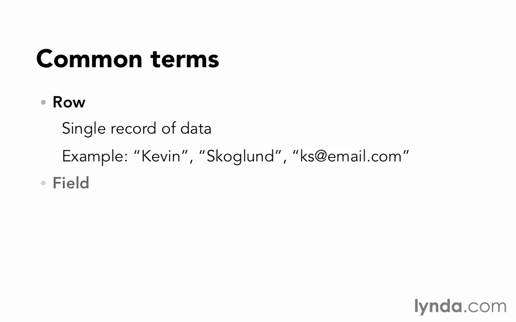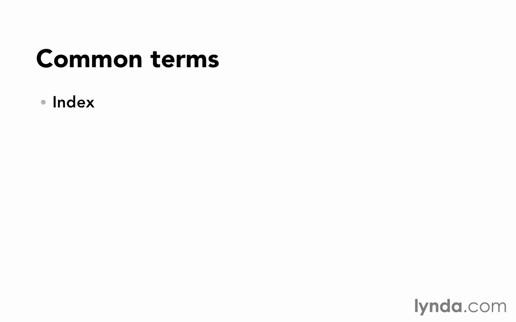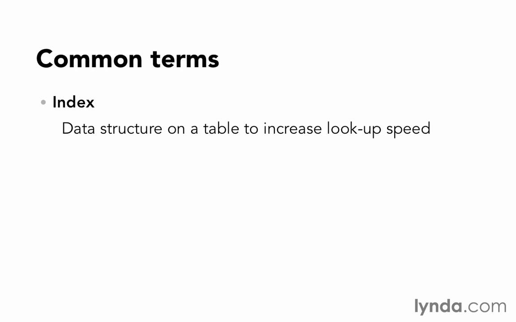Next, we have a field, which is the intersection of a column and a row. It has a single value. An example of that might be the first name field, where we have the value Kevin. Our next term is index. An index is a data structure on a table that's going to increase the lookup speed. It's like the index at the back of a book. It lets you find rows in the database very quickly.